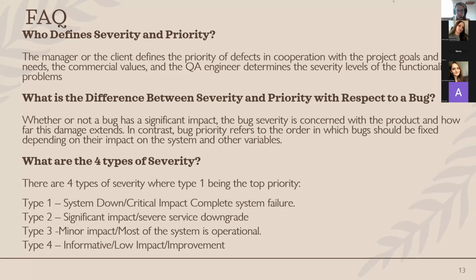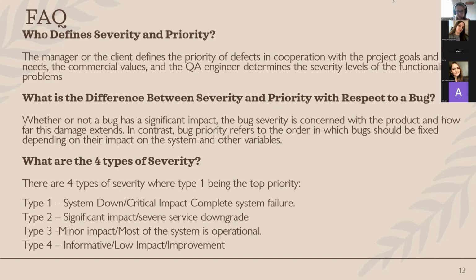What is the difference between severity and priority with respect to a bug? Whether or not a bug has a significant impact. The bug severity is concerned with the product and how far this damage extends. In contrast, bug priority refers to the order in which bugs should be fixed, depending on the impact on the system and other variables.